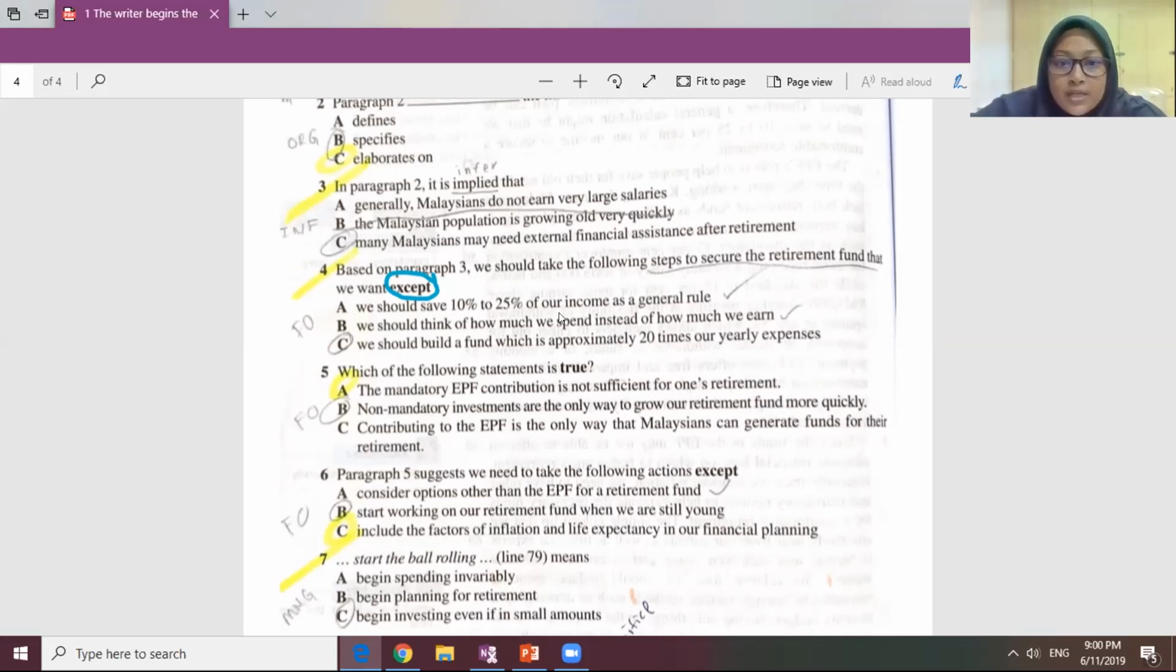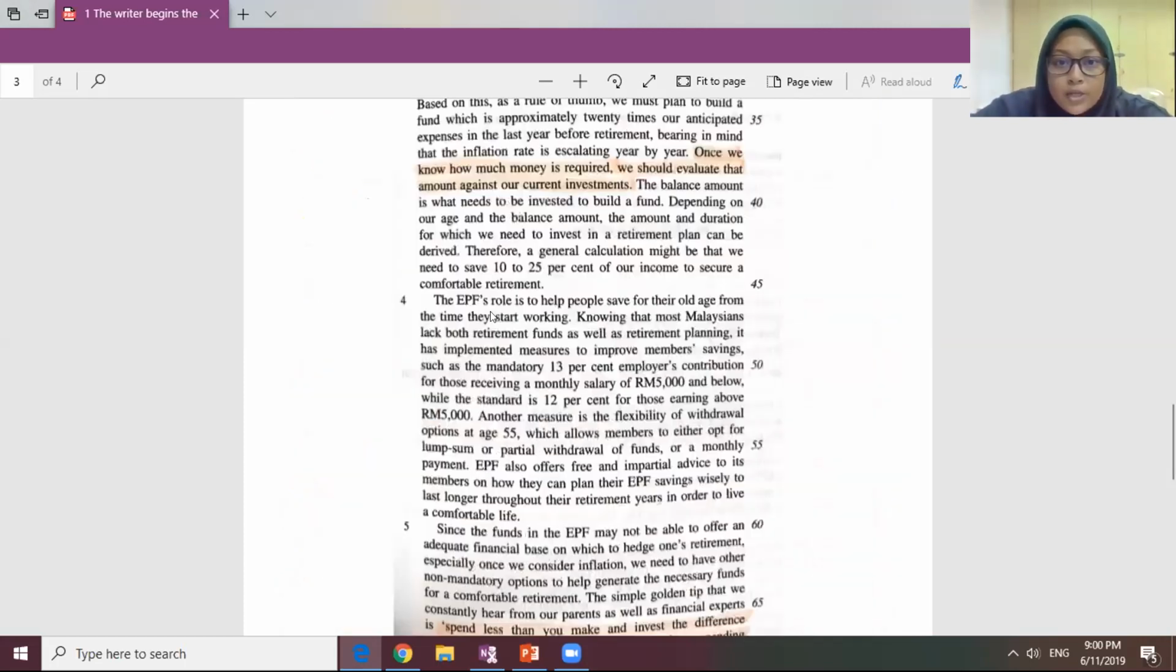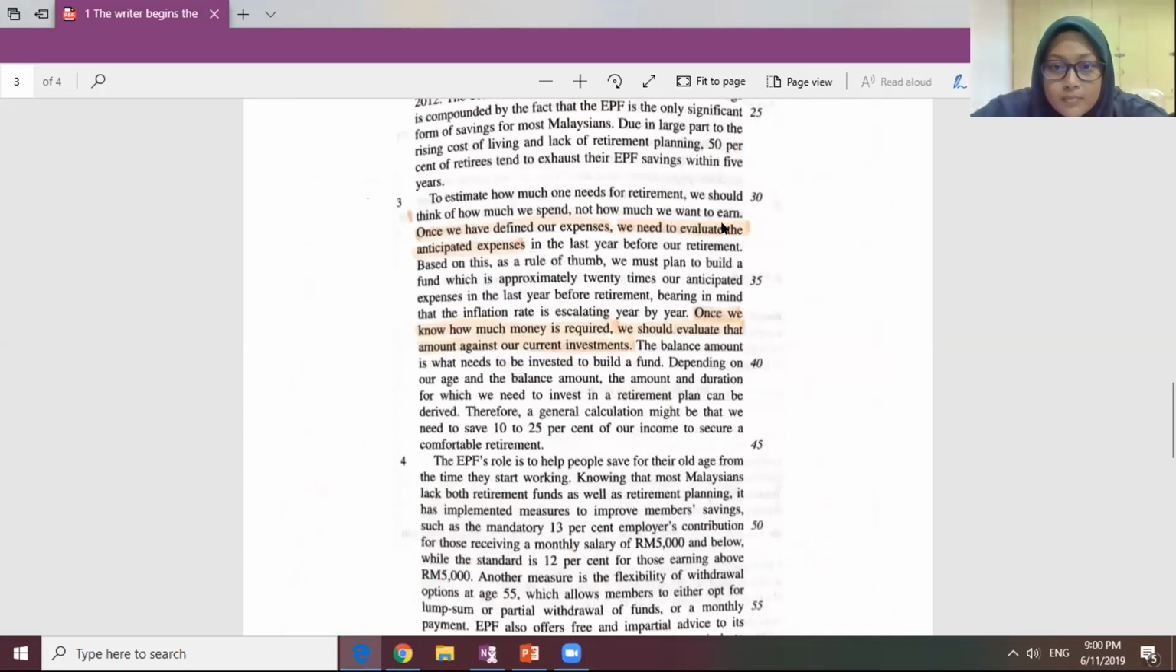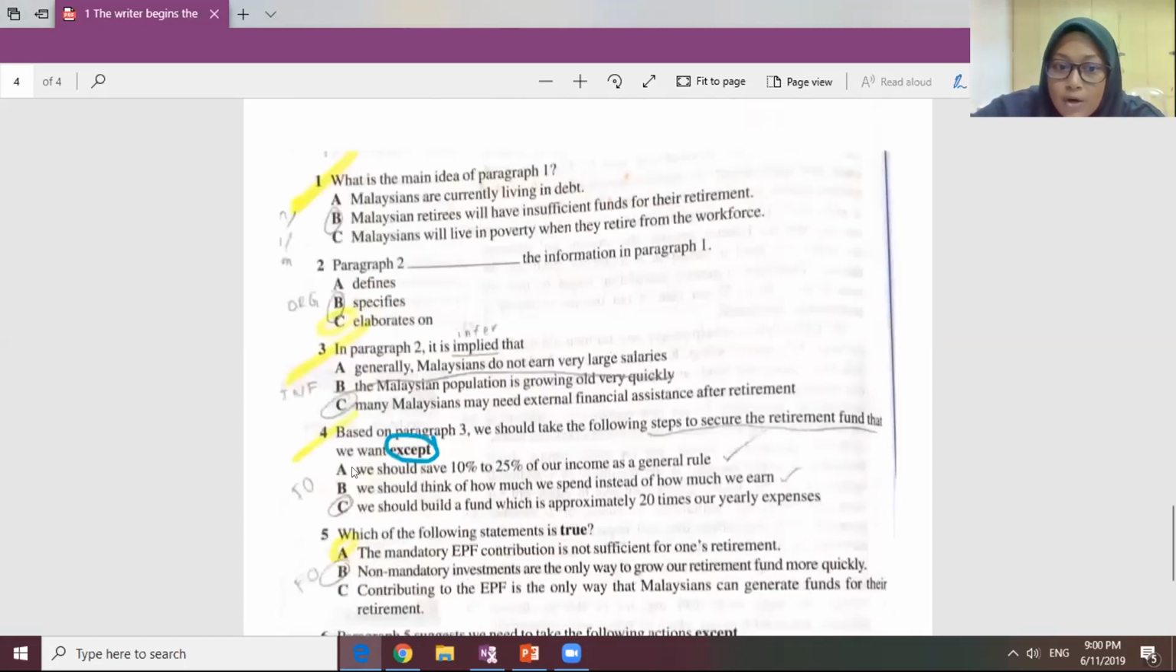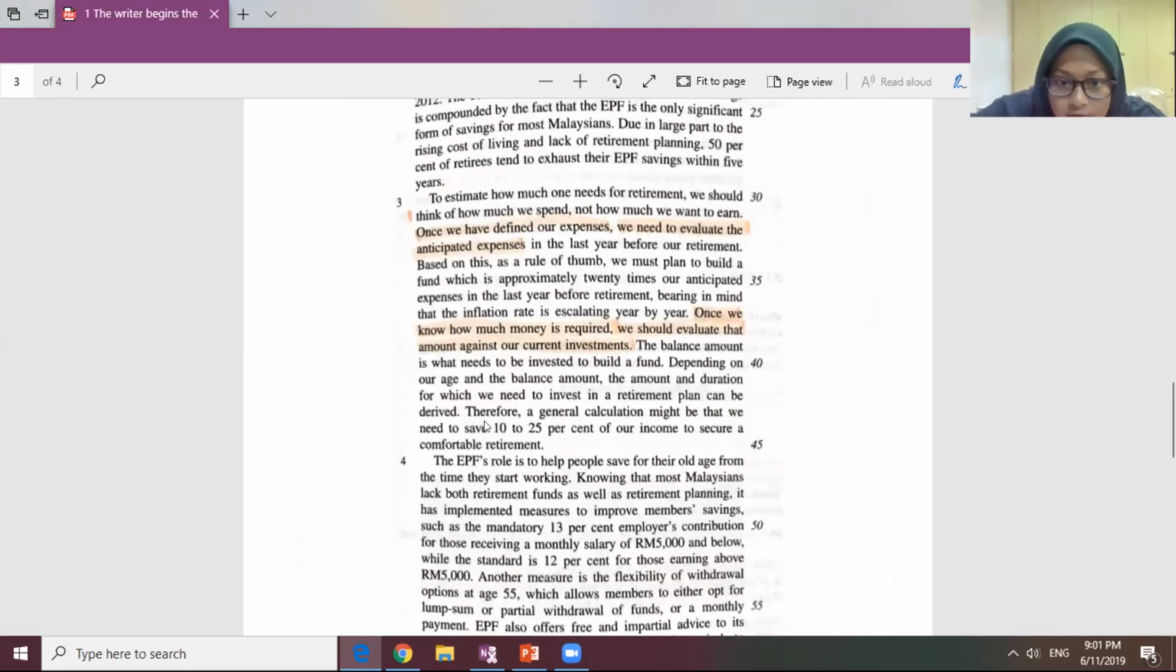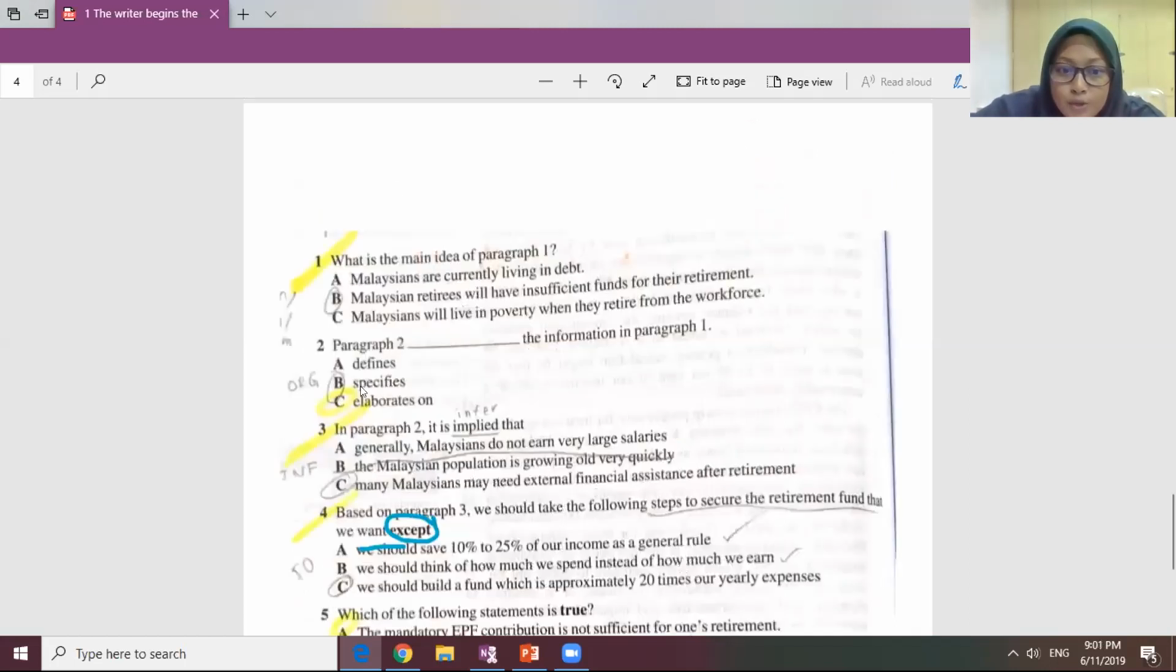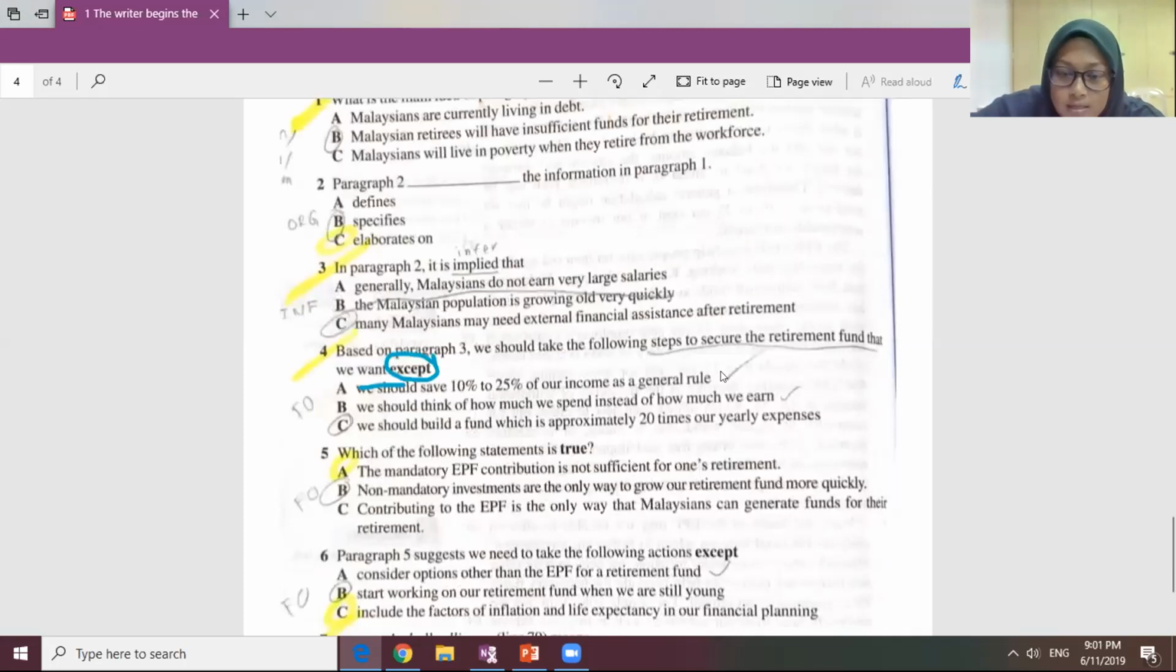We should save 10% to 25% of our income as a general rule. You go to the paragraph and find the exact same sentence. If the sentence is in the text, then you cross the sentence, because the question wants the false statement. So we go to the sentence here: "Therefore, a general calculation might be that we need to save 10 to 25%." So this is true. We have to cross this answer.